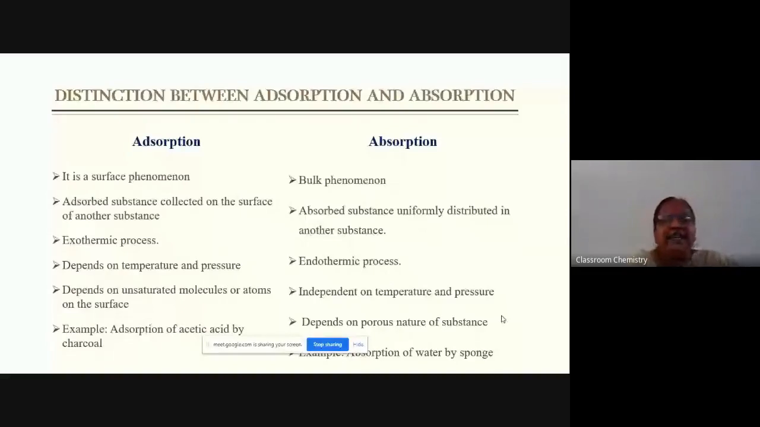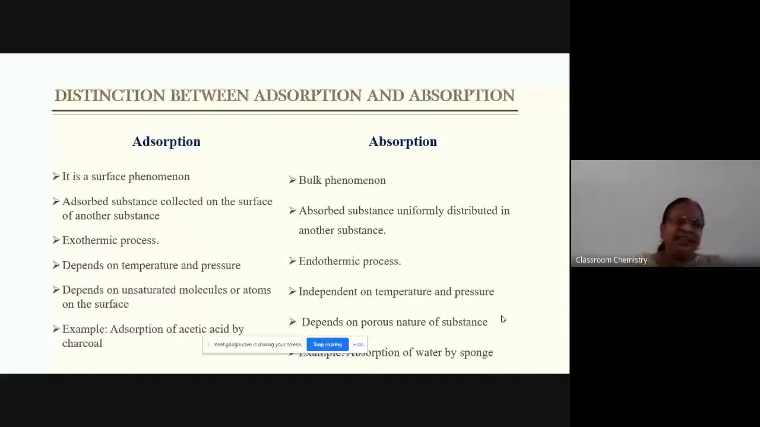How can we differentiate between adsorption and absorption? आपण पाहिलं की adsorption ही surface phenomenon आहे, absorption ही bulk phenomenon आहे. That is, from that we can differentiate adsorption and absorption. That is, adsorption is the surface phenomenon, while absorption is the bulk phenomenon.